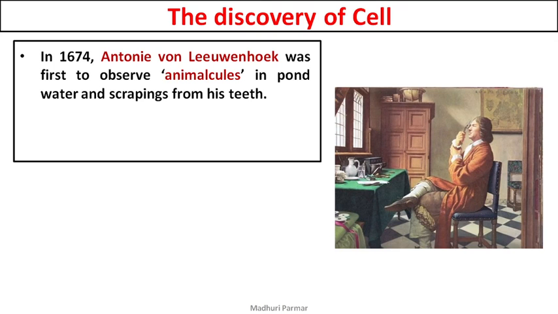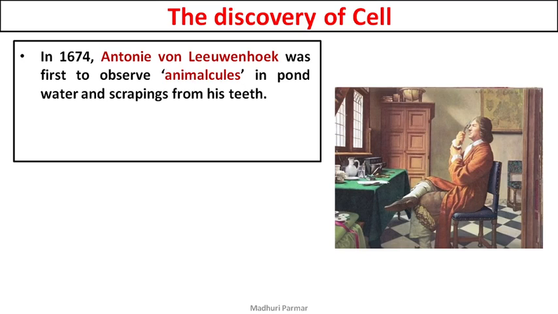So we begin with the history, how the cell was discovered. In 1674, there was a scientist called Antoine van Leeuwenhoek. Okay, or you can just call him Antony van Leeuwenhoek. Now, this Antony van Leeuwenhoek, you can see him sitting here in his study. He was the first one to observe nanomolecules. Okay, he called them nanomolecules. Now, what are these nanomolecules? So, these nanomolecules are actually living cells.